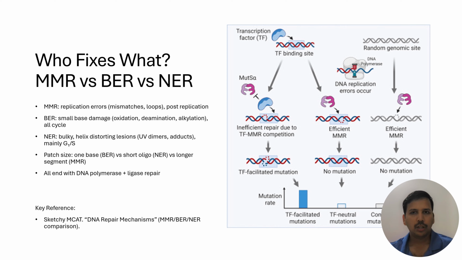Patch sizes also differ. BER typically replaces just one base, short patch, or a few nucleotides, long patch. NER removes and replaces a longer stretch of around 24 to 30 nucleotides. MMR can remove even larger segments between a mismatch and a strand discrimination signal. But all three pathways converge on the same final steps. DNA polymerases fill in the gap using the undamaged strand as a template, and DNA ligase seals the backbone.